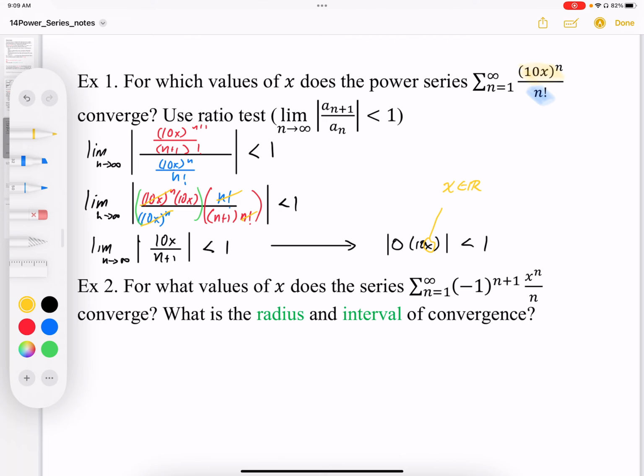Now, we did talk earlier about the center, so there is no horizontal shift. So the center is at 0. The radius is based on this ratio test. The radius happens to be all real numbers for this case. So this is kind of the nice case when the radius is infinite. And then our interval becomes all real numbers. And we could write it in interval notation like that.